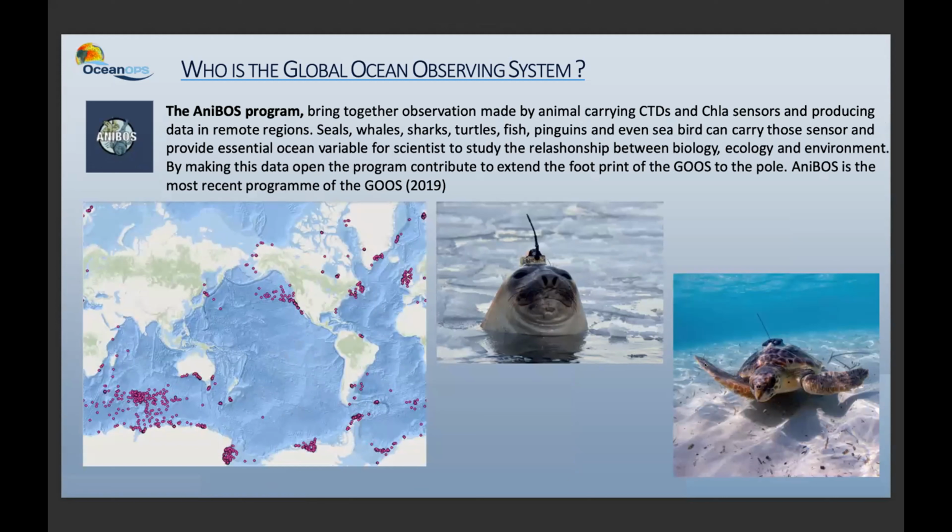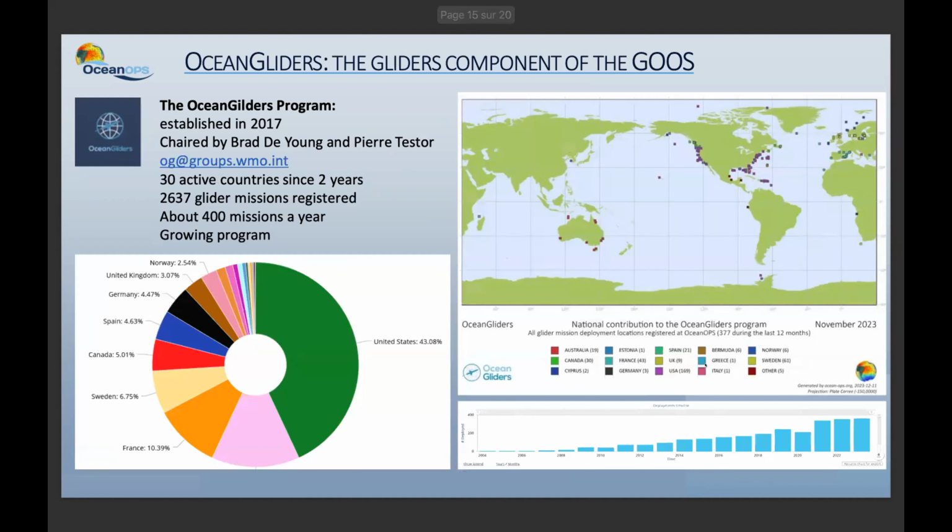And the last one before the one we will be talking about is the extension to the polar region of the GOOS, which led to the welcoming of the AniBOS program that is, as you see on the map, a lot. Those instruments are deployed a lot in the polar regions. Next slide. And yes, finally, the OceanGliders program, the glider component of the GOOS.